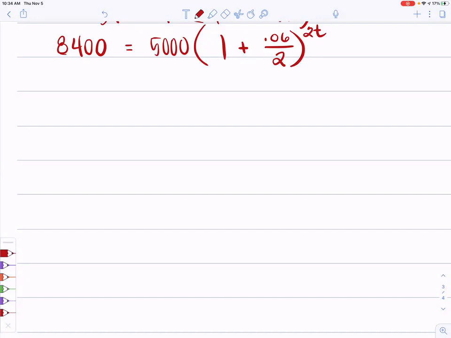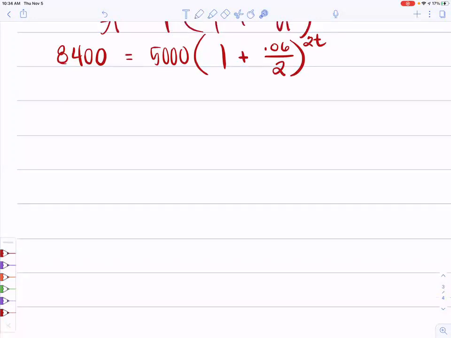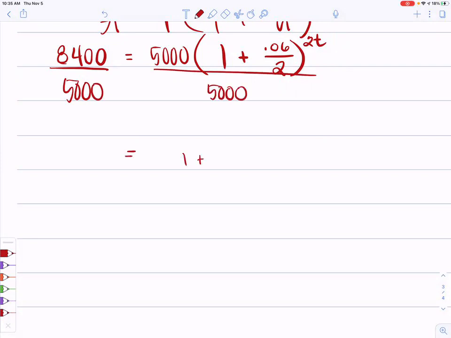What I don't want to do is round. If I were to divide with the 365 in there, I'd have to round, and that would cause my final answer to be off. So I don't want to round. I'm trying to get the base and the power alone. These guys need to bond. So how am I going to get rid of the junk that's around it? Divide by 5,000. So on the right side, that's going to leave me with 1 plus 0.06 over 2, that whole quantity raised to the 2T power.